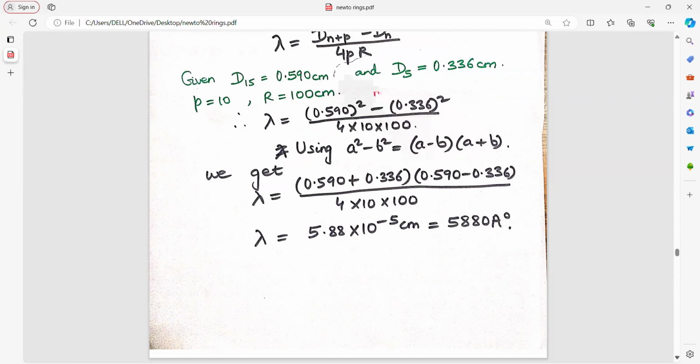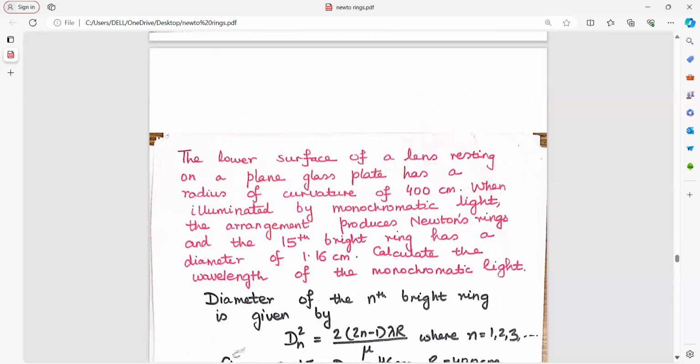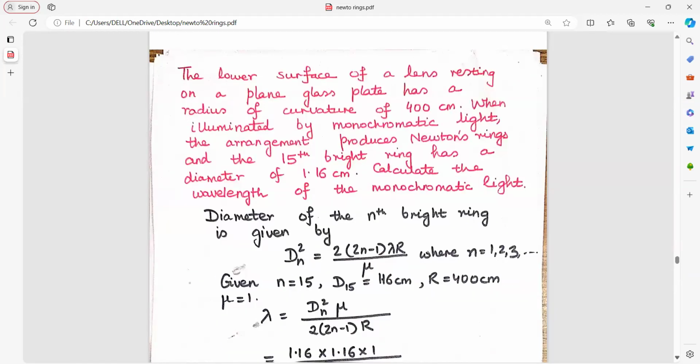It will become very simple and you get your answer. The lower surface of a lens resting on a plain glass plate has a radius of curvature of 400 centimeter. When illuminated by monochromatic light, the arrangement is producing Newton rings, and the 15th bright ring has a diameter of 1.16 centimeter. So you have to calculate the wavelength of monochromatic light.